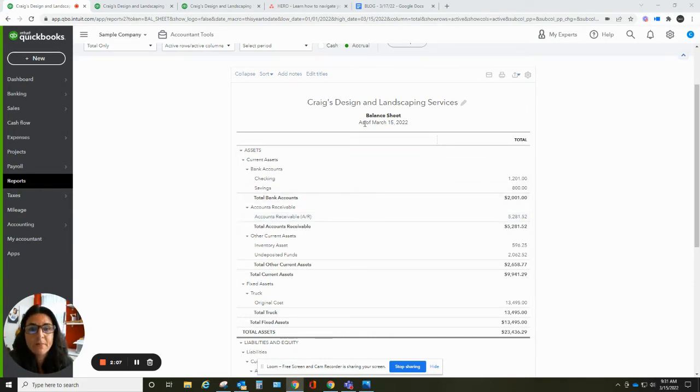This is a completely fictional business, Craig's Design and Landscaping Services, very fictional. QuickBooks actually gives you this as a training tool, so I don't know who Craig is or even if he exists. But on Craig's balance sheet, the total bank accounts are $2,000, which is what he has in cash. That's his checking account, and he has some money in savings.